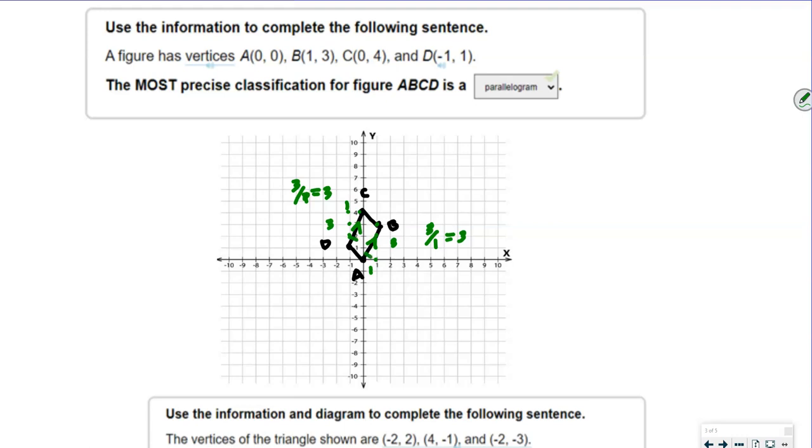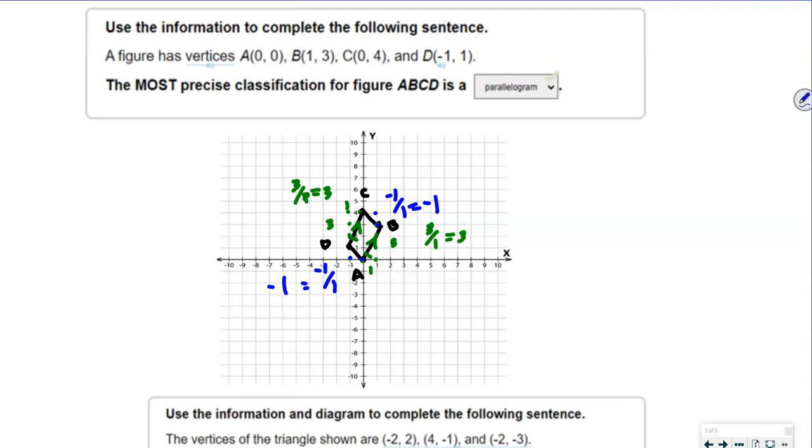So now let's look at DA. So we're going down 1 and over 1. Actually, let's do this in a different color. Down 1 over 1. So that's -1 over 1. So that would be -1. Okay, and then here again with CB, we're going 1 to the right and 1 down, right? So that's going to again be -1 over 1, which is -1.